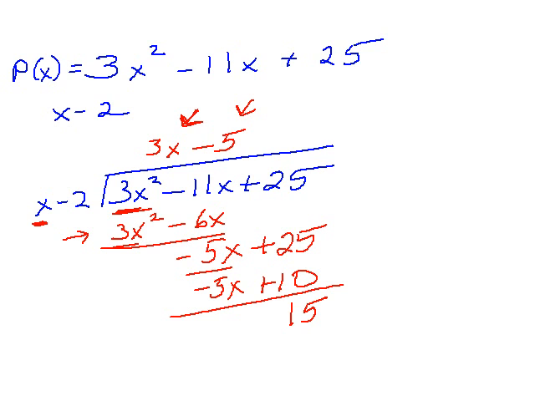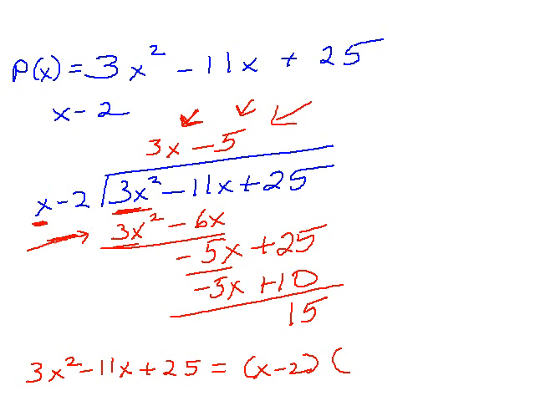Now, I'm going to write this using that remainder. So let's start off here. I would have to write that 3x squared minus 11x plus 25 is equal to x minus 2, I got that from here, times the answer that I had up here, 3x minus 5, and then I'd have to add in the remainder of 15.